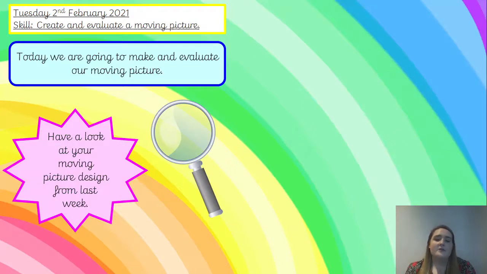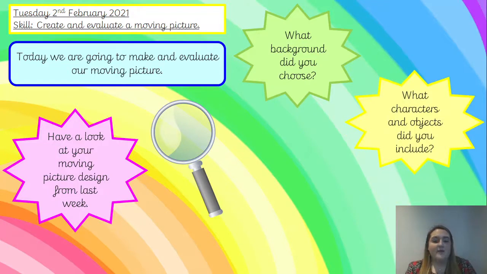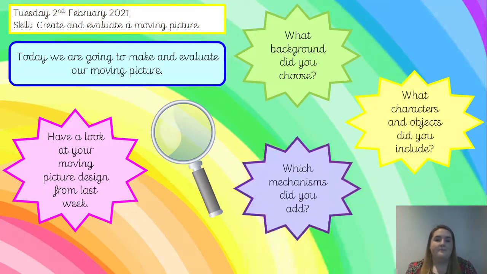I'd like you to find your design and answer these three questions. What background did you choose? What characters and objects did you include and how many? And which mechanisms did you add? Okay, so you need to look at your plan, and for the mechanisms question, remember you labelled them and drew the arrows as well to show you what direction your mechanisms would be working in. Okay, I'd like you to pause the video now please and find your plan and answer these three questions. Pause the video please.